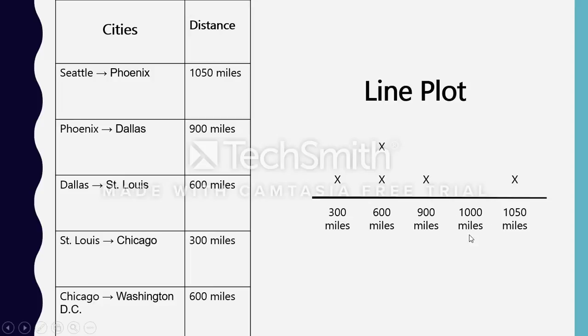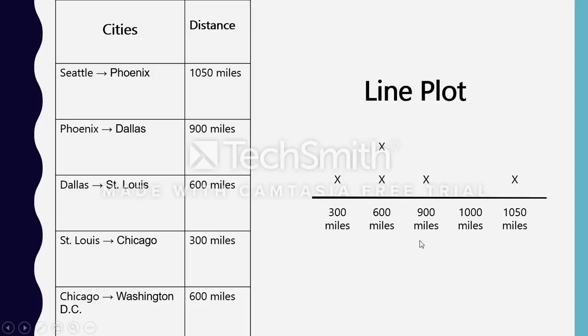And if we look here, this is 1,000 miles. There's no X's in this section, so that means they didn't take any trips that were exactly 1,000 miles. And finally, the last leg of the trip here, it says 1,050 miles, and we know the first trip was very long, Seattle to Phoenix, and there's one X in here, so that took them 1,050 miles to get from Seattle to Phoenix.